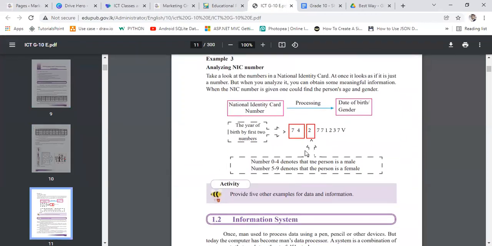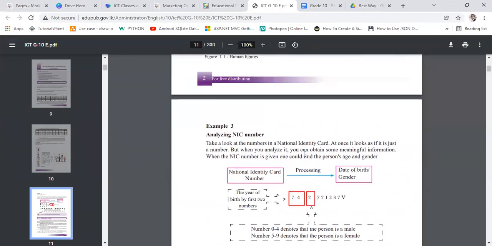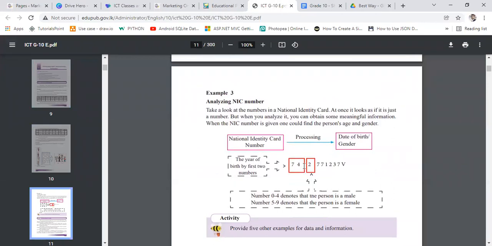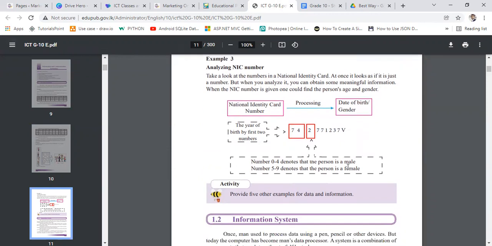Okay, there are so many examples that you can go through for data and information. The same applies to the NIC. So it's just data. This number is data. But when you process it, what are we doing? We are just analyzing this number. So the form of processing is actually analyzing. When we see this V and all, we understand that okay, it's an NIC number. So that is also information.